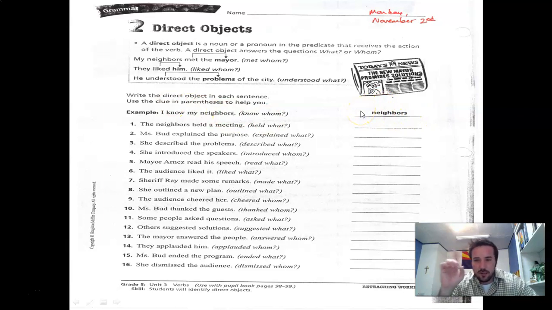Most of the time, the direct object is just going to be one word. Okay, just one word. Now, let's go through a couple examples together. You have 16. Let's go through 3 together. You have the rest to do on your own.